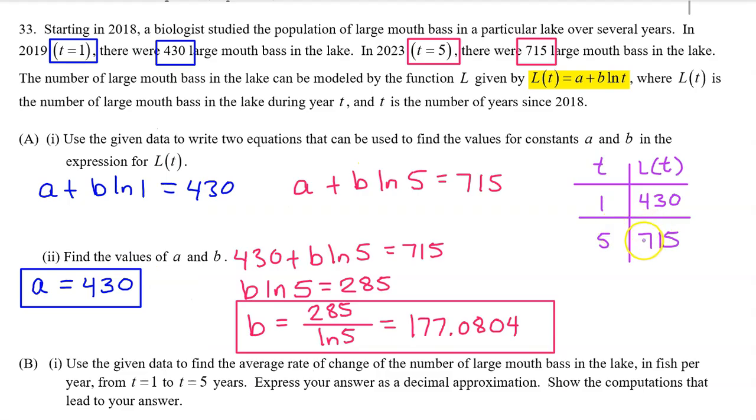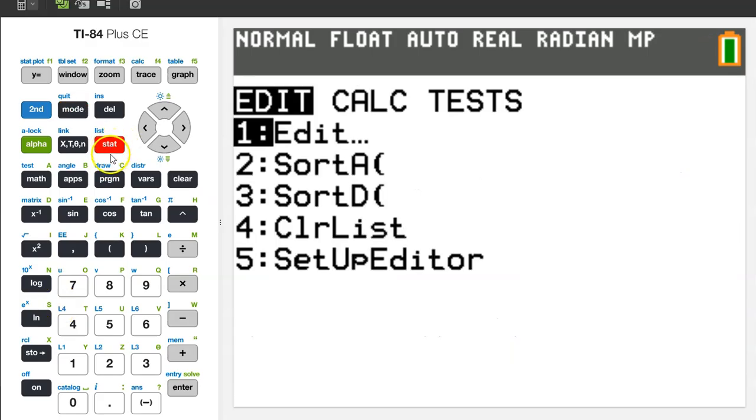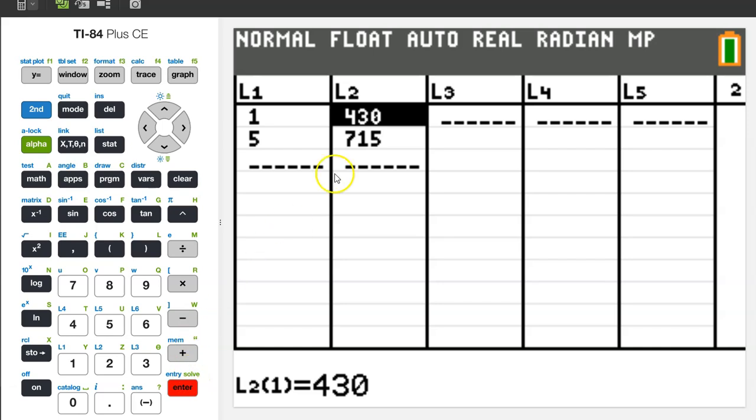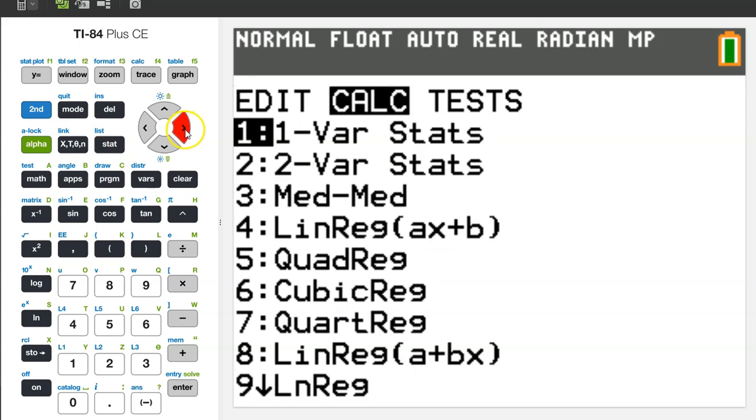But now I want to show you how to quickly use the regression capabilities of your calculator to accomplish the same thing. So here are the input-output pairs in table form. Let's enter this table into the calculator. You hit stat and then enter. And then you type in the input values as L1 and the output values as L2 like this. Then you hit stat and switch over to the calc menu, and we are going to choose natural log regression. So that's option 9, and you can just hit the 9 key.